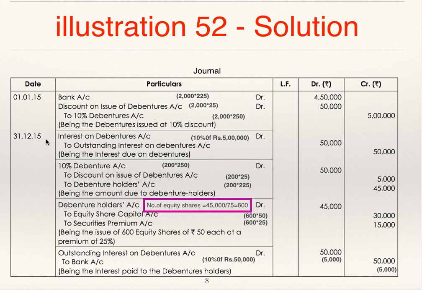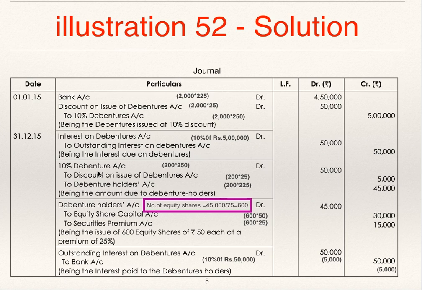On 31st December 15, outstanding interest on these debentures. Interest is always to be calculated on face value, on 5 lakh. Interest is 10%. Why 10%? 10% debenture. That means interest is at 10%. 10% of 5 lakhs is 50,000. It is outstanding. So we are supposed to pass journal entry on 31st December. Interest on debenture account debit 50,000, which is 10% of 5 lakhs, to outstanding interest on debentures 50,000.